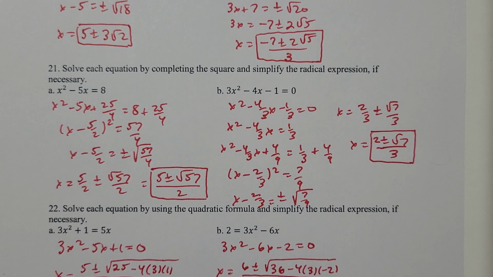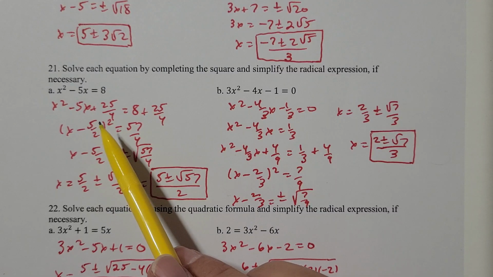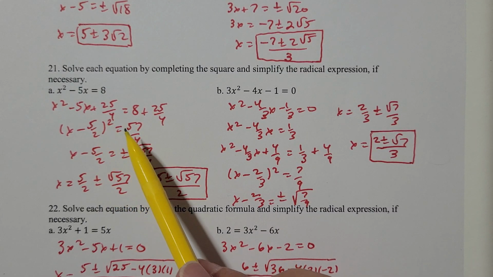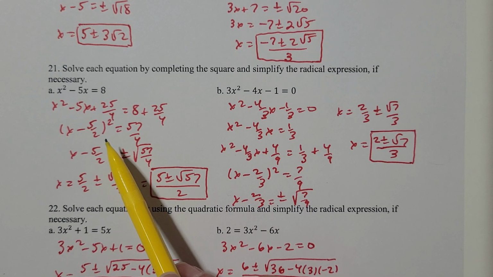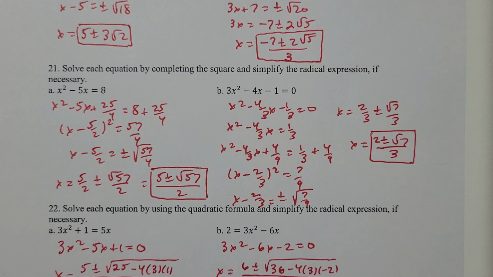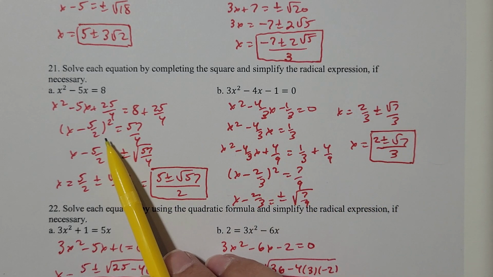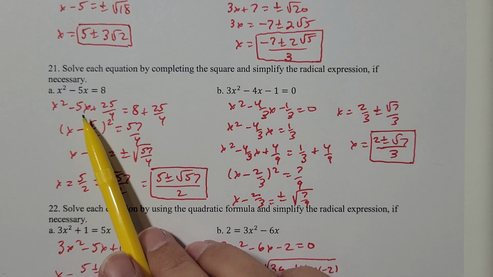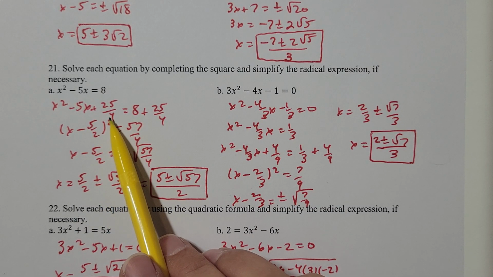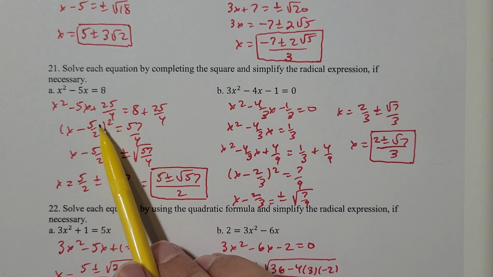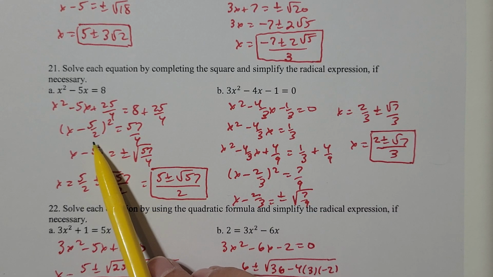And now the reason for doing that, because that kind of sounds like a weird thing to do, right? But the reason for doing that is because on the left, the expression will always factor, and furthermore, the factors will always be the same. That will always happen. Okay, so now I'm wanting to factor x squared minus 5x plus 25 fourths. Well, that's going to factor nicely as x minus 5 halves times x minus 5 halves.